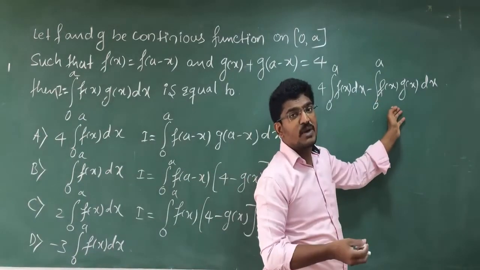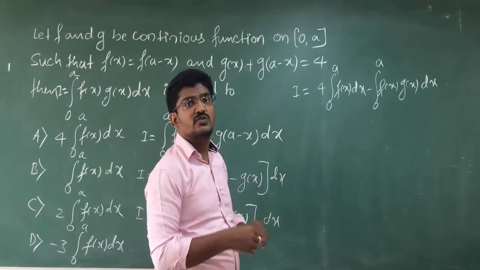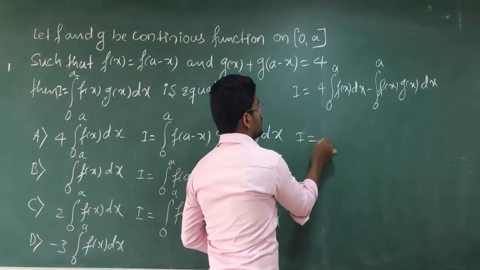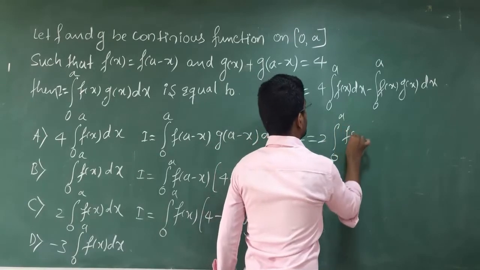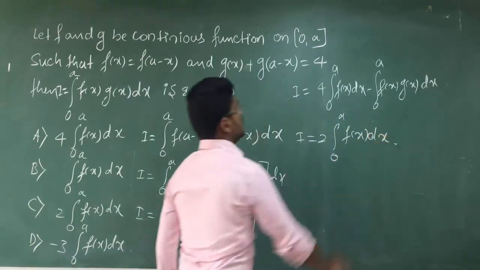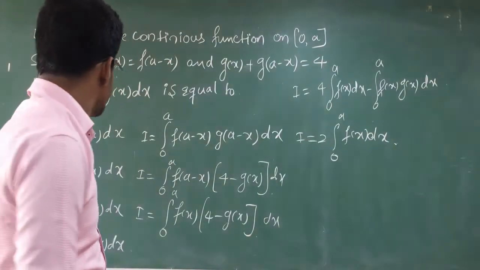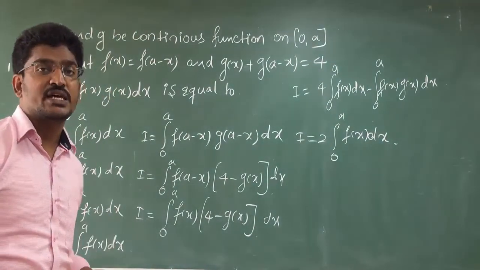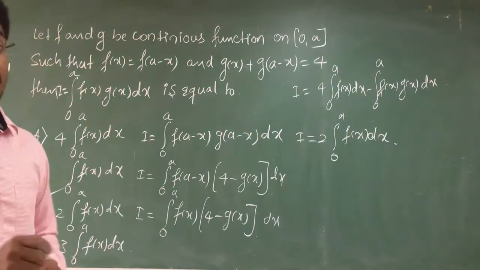Already again you are getting minus I here. So minus I, if I take on this side, it will be plus I. So it will be 2I. So I will be equal to 4 by 2, which is nothing but 2, integral 0 to a f of x dx. Clear? So your answer is 2 times integration from 0 to a f of x dx. So that is option C. Clear? Very simple problem, but you have to understand.